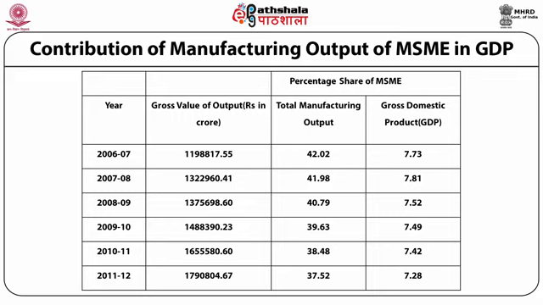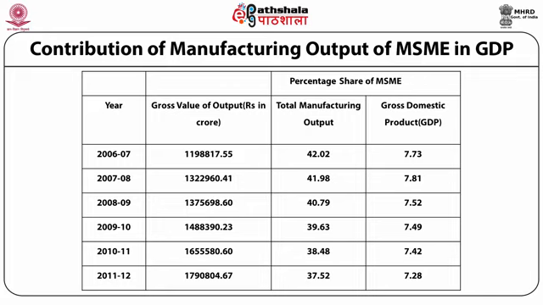Even the total manufacturing output, which was 42.02%, declined to 37.52% in year 11-12. Similarly, the share of MSMEs in gross domestic product was 7.73 in 2006-07, then increased in the next year, then decreased in 2008-09, because even the total manufacturing output decreased. So now in 2011-12, this was shown as 7.28.